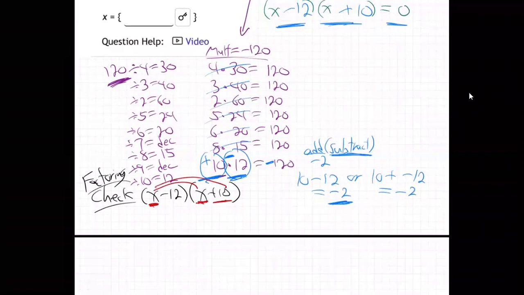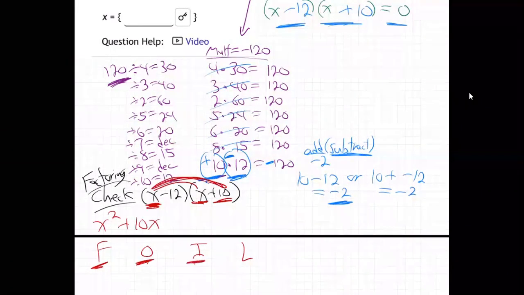So x times x, remember, that's x squared. And then x times 10 is plus 10x. We also call that FOIL. That stands for the front times the front. The O stands for the two outside guys. The I stands for the two inside guys, minus 12x. And the L stands for the last with the last, which would be minus 120.